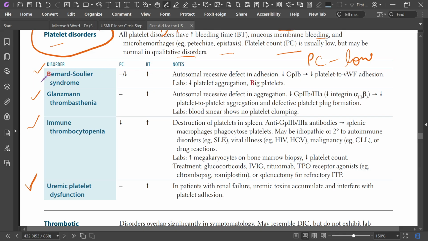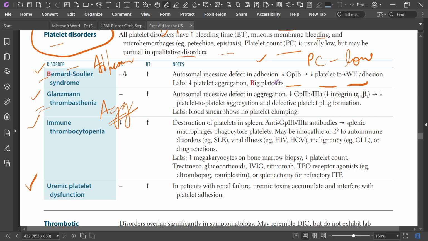Bernard-Soulier is a problem in adhesion, and Glanzmann's is a problem in aggregation, G for aggregation. Bernard-Soulier is an autosomal recessive defect in adhesion, with decreased glycoprotein 1b, decreased platelet to von Willebrand factor adhesion, and decreased platelet aggregation. There are big platelets, and then Glanzmann thrombasthenia.